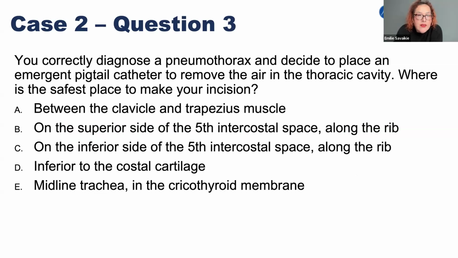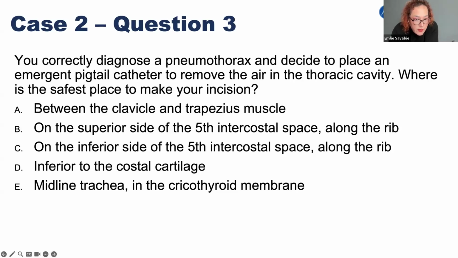Absolutely. Okay, and then the last question. You correctly diagnosed a pneumothorax and decided to place an emergent pigtail catheter to remove the air in the thoracic cavity. Where is the safest place to make an incision? So a pigtail catheter is a smaller tube we put into the chest to remove the air. Would it be between the clavicle and the trapezius muscle? On the superior side of the 5th intercostal space along the rib? On the inferior side of the 5th intercostal space along the rib? Inferior to the costal cartilage, or midline trachea in the cricothyroid membrane?